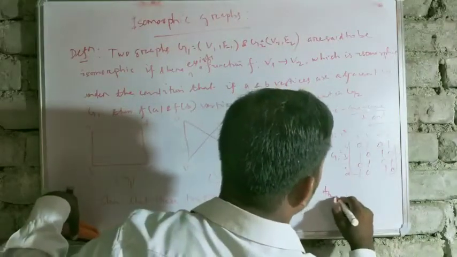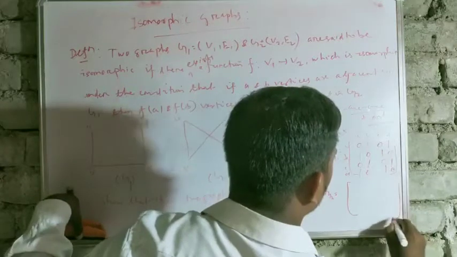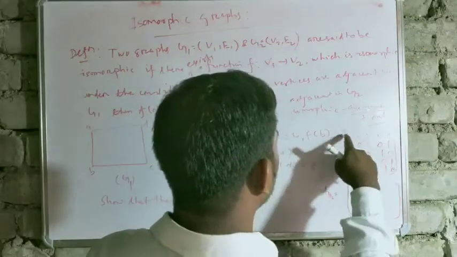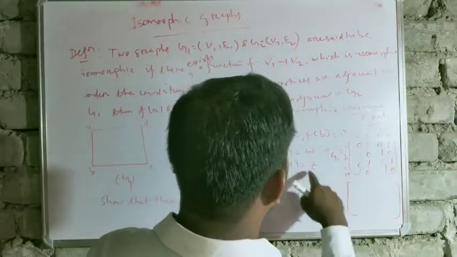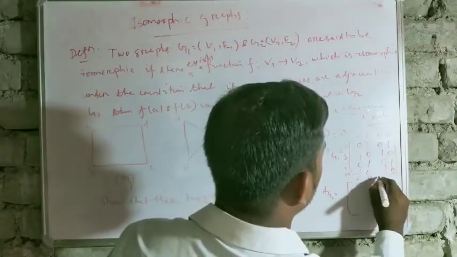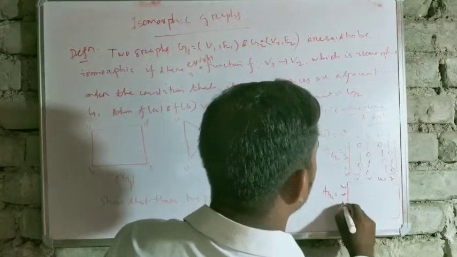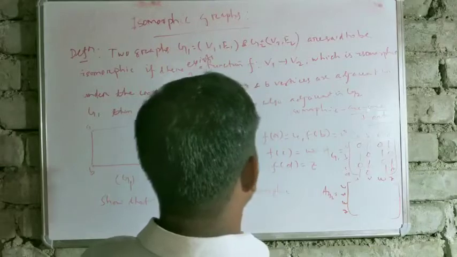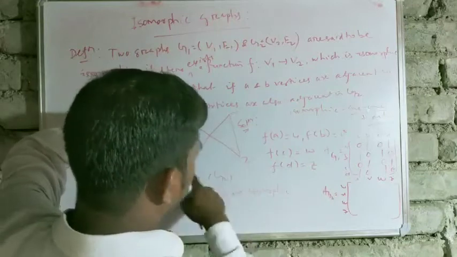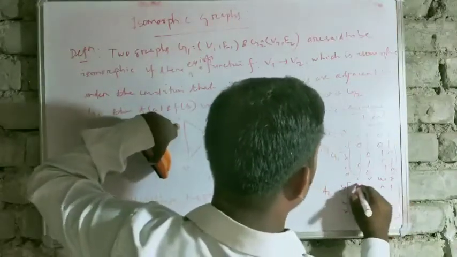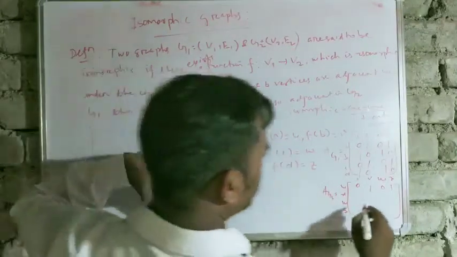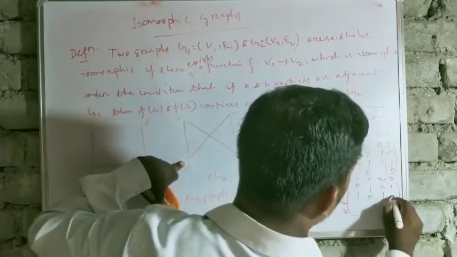Similarly find the adjacency matrix of G2. The corresponding order for A, B, C, D is U, V, W, Z. If we write this matrix, U is connected to V and Z, so for V and Z you will give 1, and for others you give 0. V is connected to these two vertices U and W, so for U and W you will give 1, and for others you will give 0.